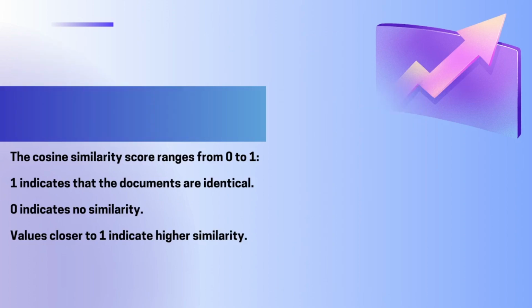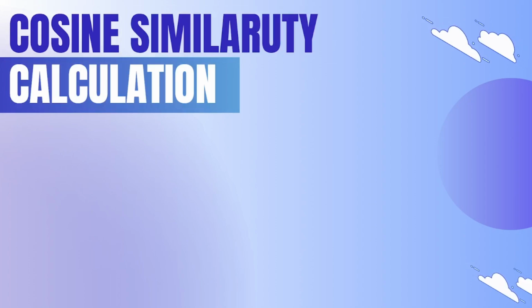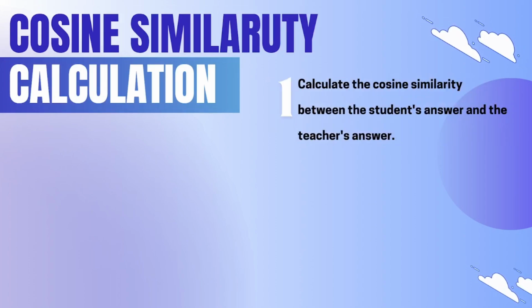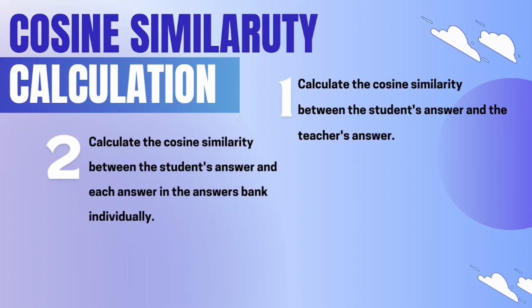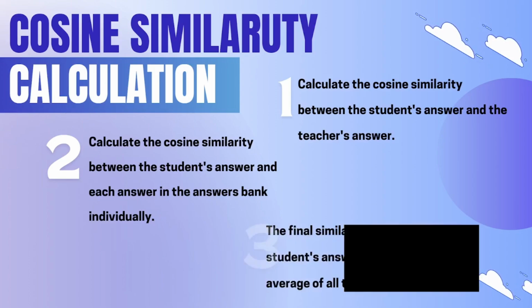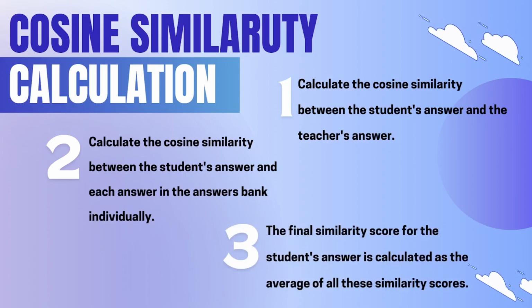To assess the similarity between a student's answer and answers in the database, the function performs the following steps. 1. Calculate the cosine similarity between the student's answer and the teacher's answer. 2. Calculate the cosine similarity between the student's answer and each generated answer in the answers bank individually. 3. The final similarity score for the student's answer is calculated as the average of all these similarity scores.